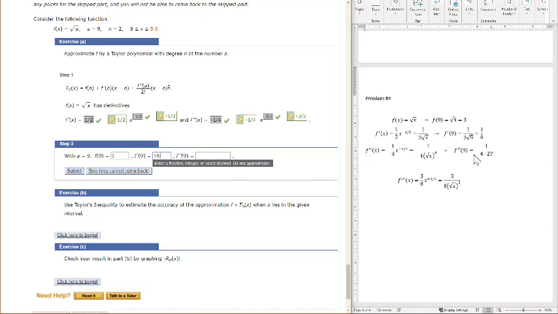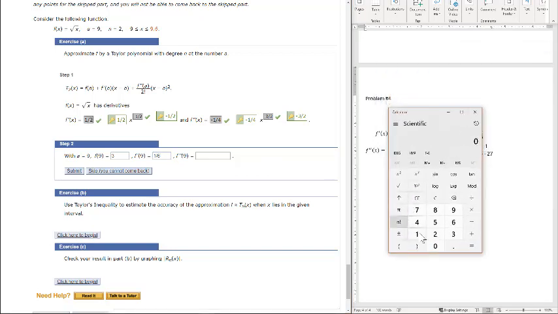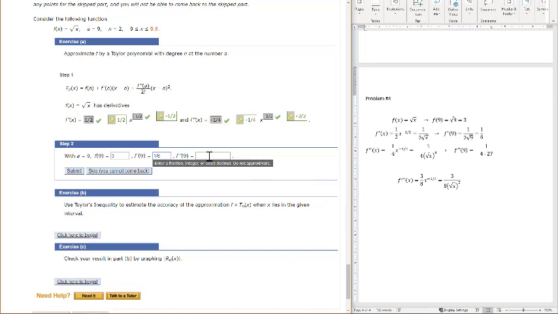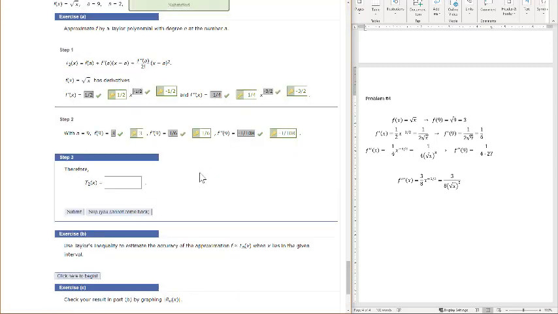And then the second derivative will give you 1/4 times 27. Let's figure out what 4 times 27 is. That's 4 times 27, 108. And that's going to be a negative number. Okay, so that's good so far.